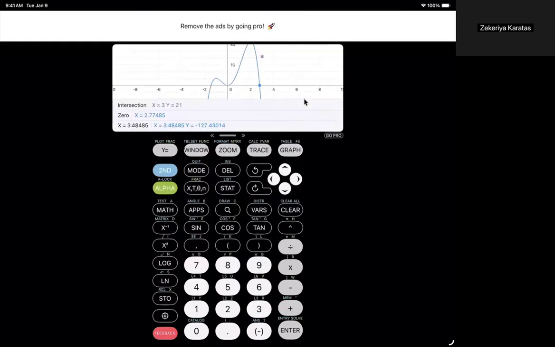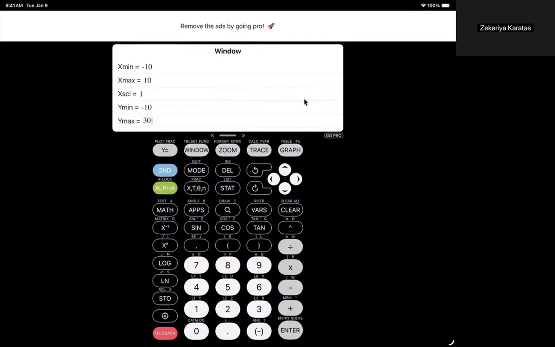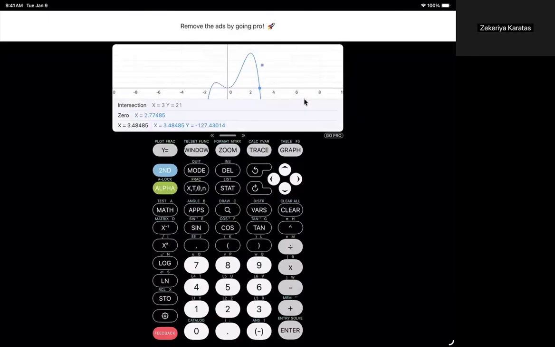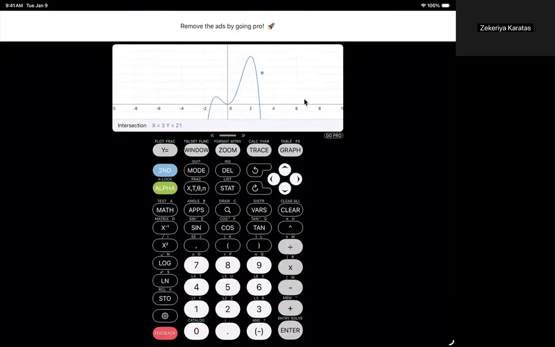Here's a graph. We need to make it a little bit bigger, so let's make the window size a bit bigger. Maybe make this one 40, and graph this. So now we can just see that. If you want to find the maximum or minimum, you can use second trace, and then find the minimum. You look for a left bound. See, there's a minimum in there. Use that left bound, enter, and then use the right bound, and then enter.